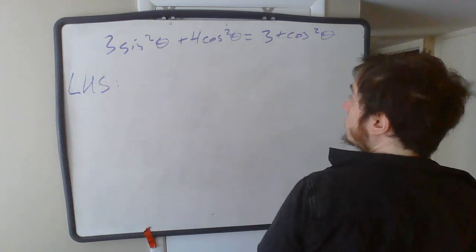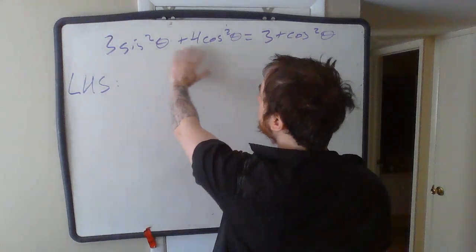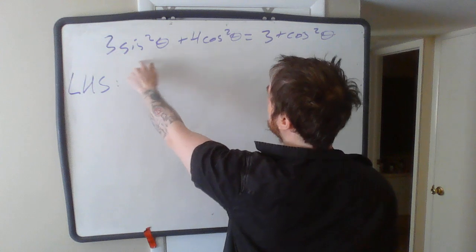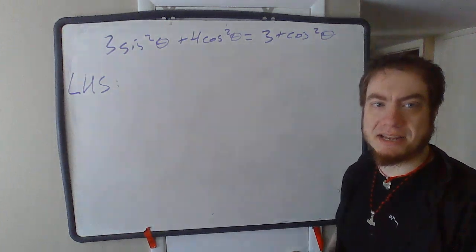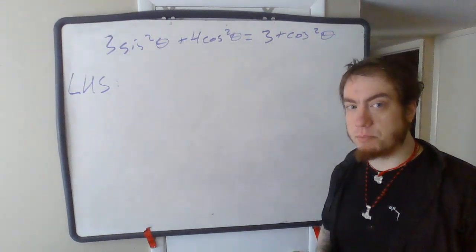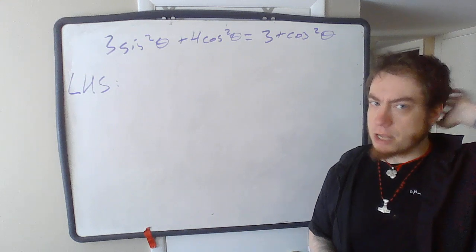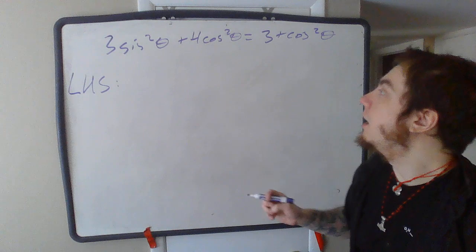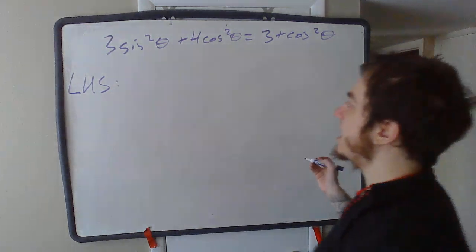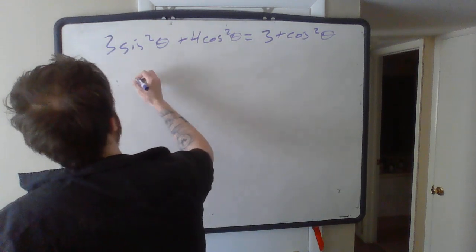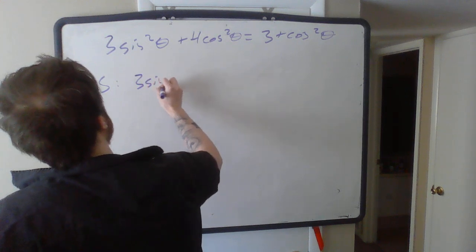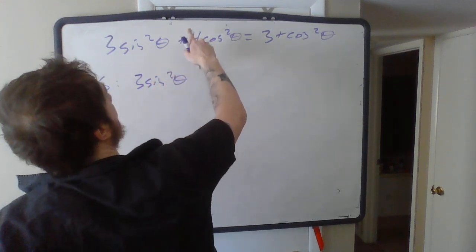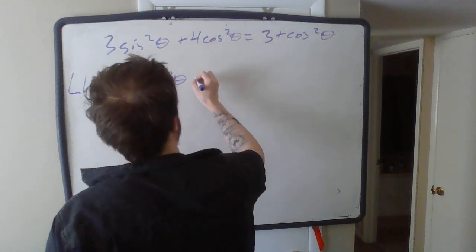Now, when I look at this, I think, well, this looks a little like what we get in the Pythagorean identity, right? Sine squared plus cosine squared. Except it's not just sine squared and cosine squared, it's got these coefficients out front. But let me rewrite this left-hand side in the following way. I have the 3 sine squared theta, but I have a total of 4 cosine squared theta.